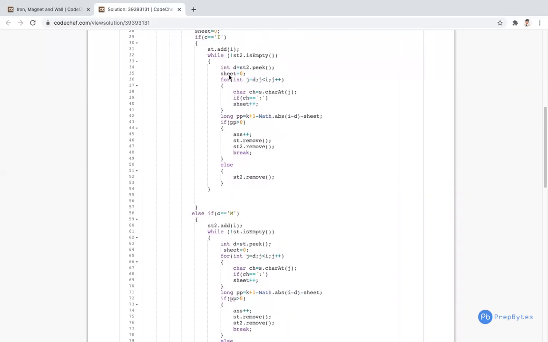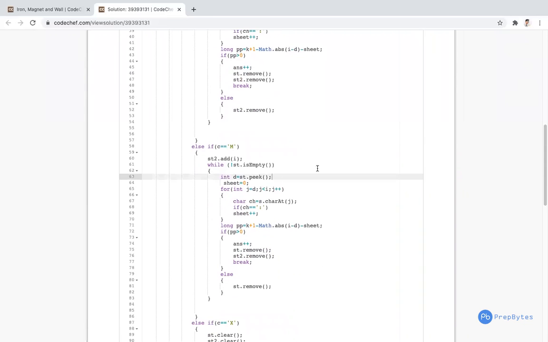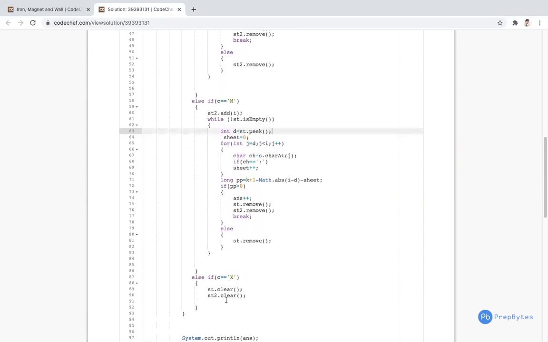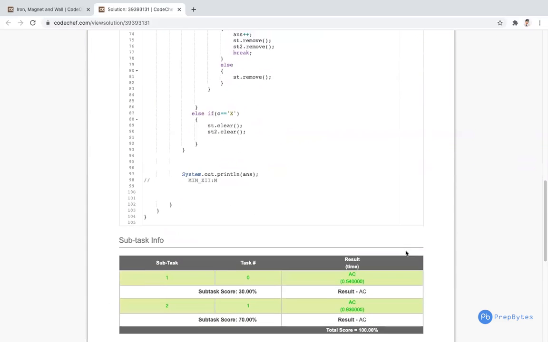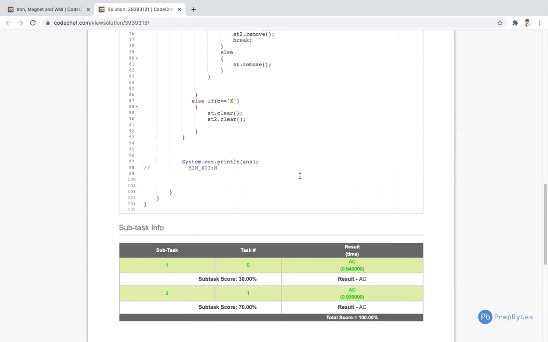Okay, the same thing I'm doing when the character is m, that is when a magnet is encountered. The only thing is that I'm changing from q1 to q2. The rest is the same. And whenever I get this x, that is the blocking cell, I'm clearing both queues. There should be nothing in the queues, because then they cannot encounter each other. They cannot form a pair, because the cell will be blocked. And at last I will print the answer. As you can see, this is passing both the subtasks for the given question.